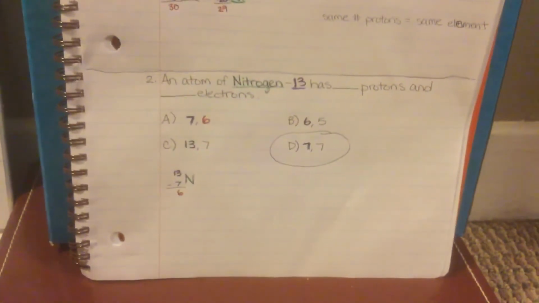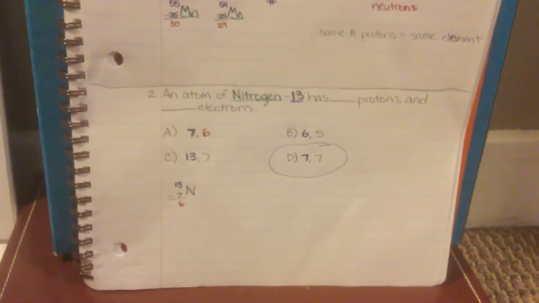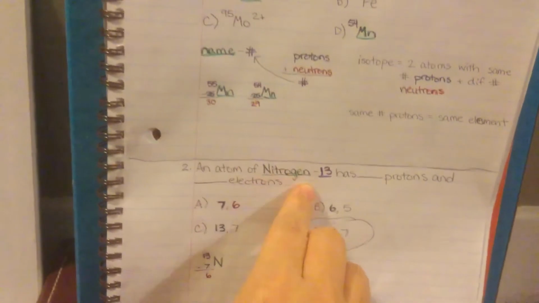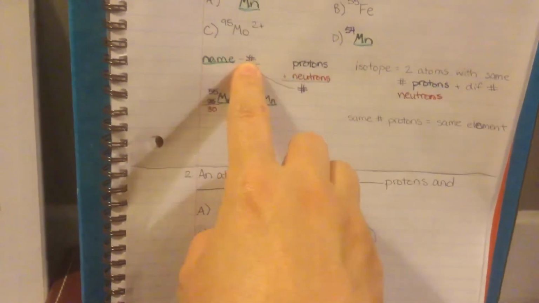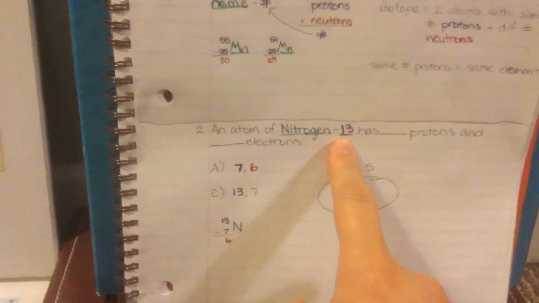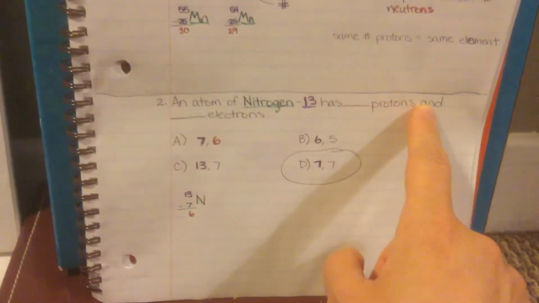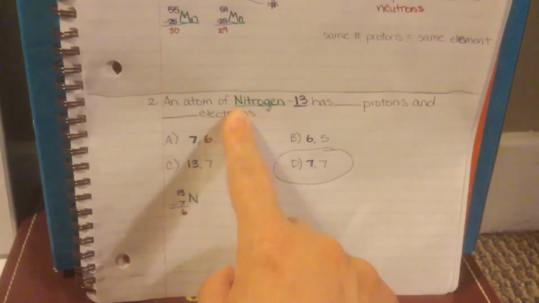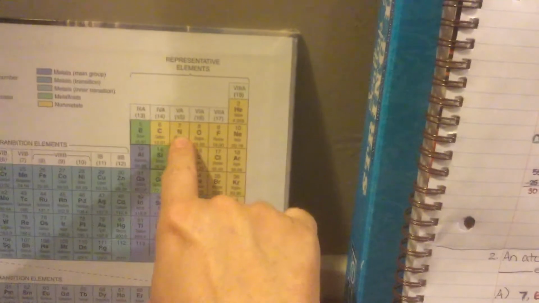Okay, so the next thing is an atom of nitrogen 13 has protons and electrons. So remember what we were saying before, this way of writing it is the element name and then this number that is the number of protons plus neutrons. But they're asking for the number of protons and the number of electrons, so we don't even care about the number of neutrons. We'll look over here at the periodic table and see the atomic number of 7.